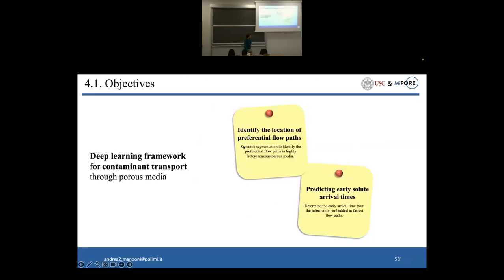The main goal of this phase is to identify the location of the preferential flow path using a deep convolutional neural network instead of simulating flow and transport, and to estimate the early solute arrival time starting from the information included within the preferential flow path.